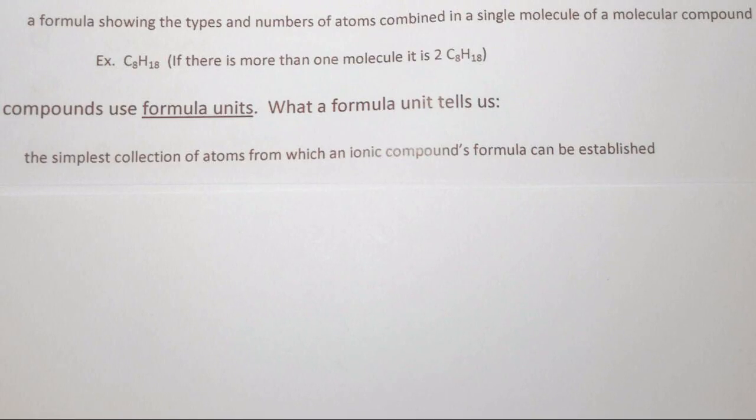In an ionic compound, we do not have molecules. We have a big lattice made up of cations and anions. And so the formula unit tells us the makeup of that crystal lattice. It tells us the ratio of the cations to the anions. And here is an example for that one.